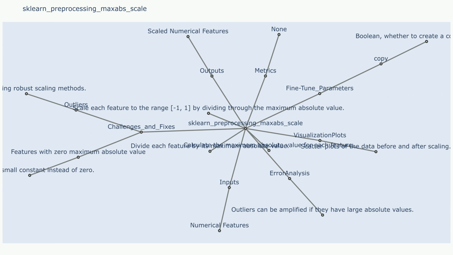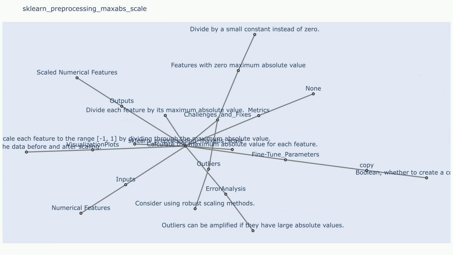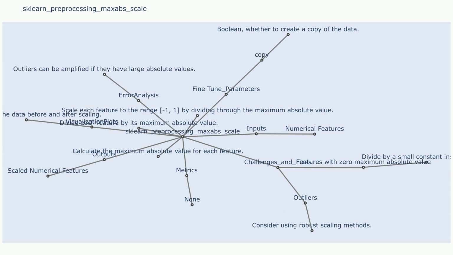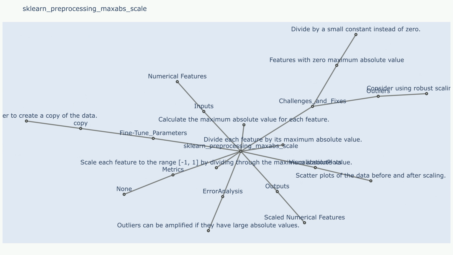Challenge 2. The max abs scaler can perform poorly when the data has a large range of values. Sample use case that resulted in challenge 2. If a feature has a large range of values, the scaling factor will be small for most data points, resulting in a loss of information. Fixes to challenge 2. Consider using a scaler that handles large ranges better, such as min-max scaler or standard scaler.